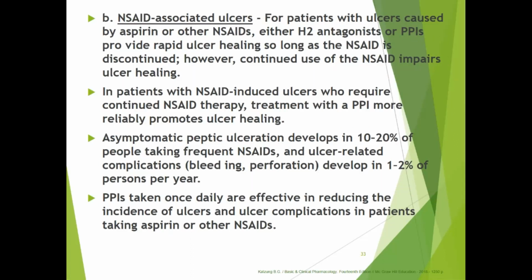Non-steroid associated ulcer, please. For patients with an ulcer caused by aspirin or other non-steroid anti-inflammatory drugs, either an H2 antagonist or a PPI provides rapid ulcer healing as long as the non-steroid anti-inflammatory drug is discontinued. However, continued use of the non-steroid anti-inflammatory drug impairs ulcer healing.